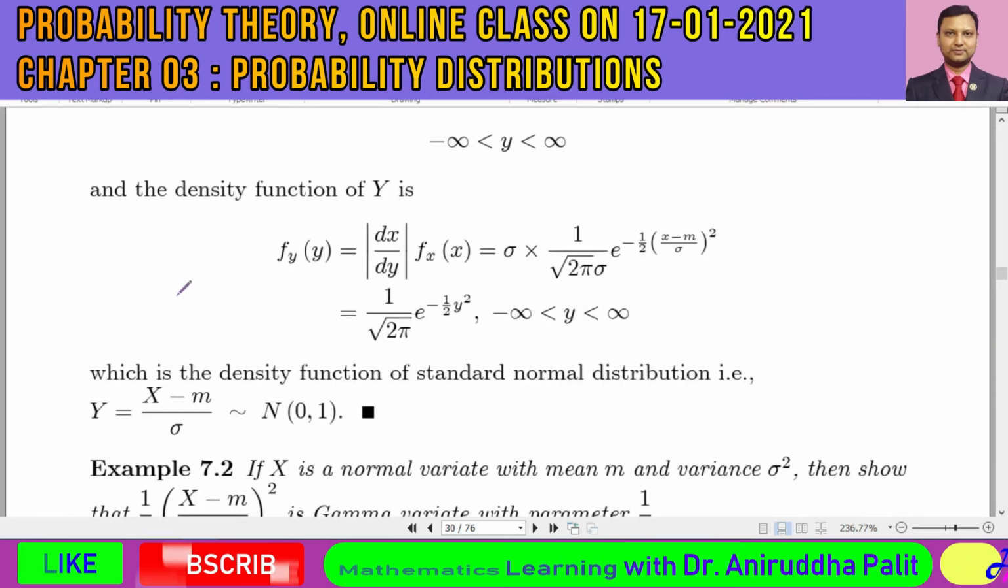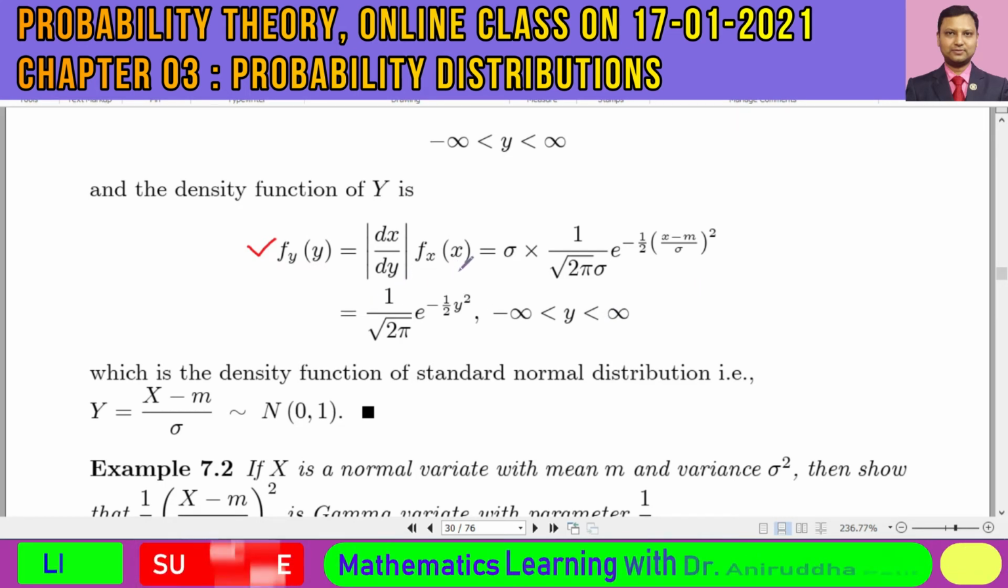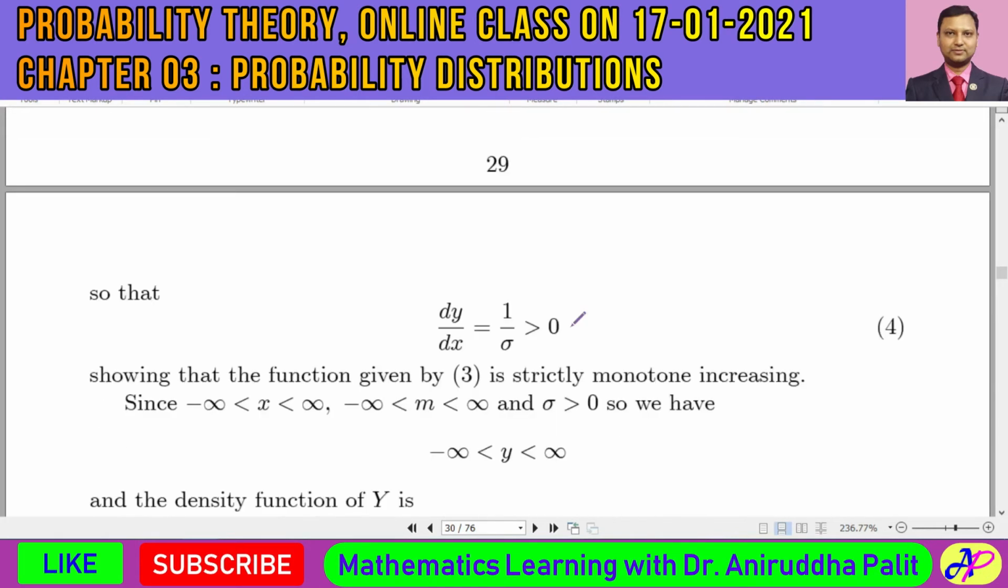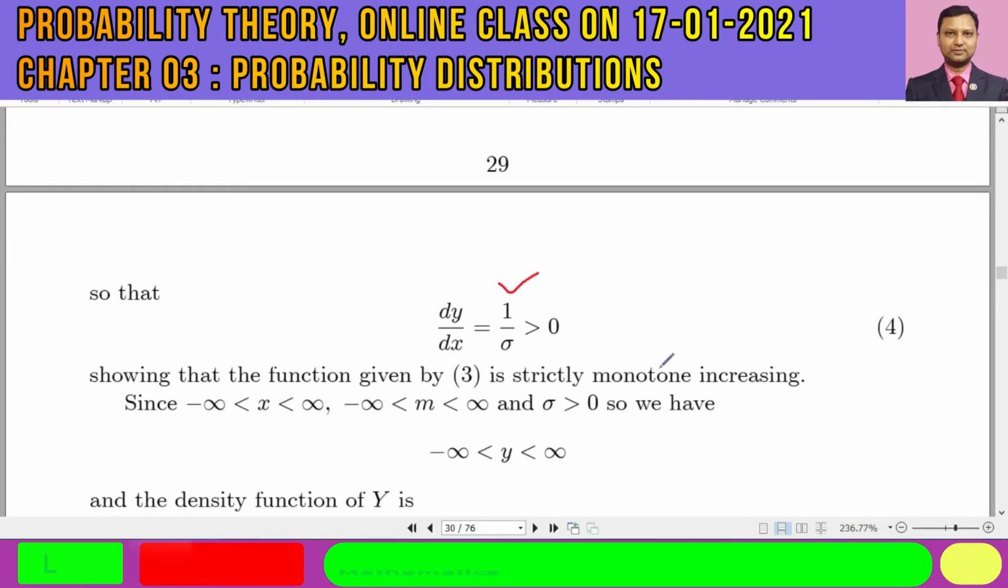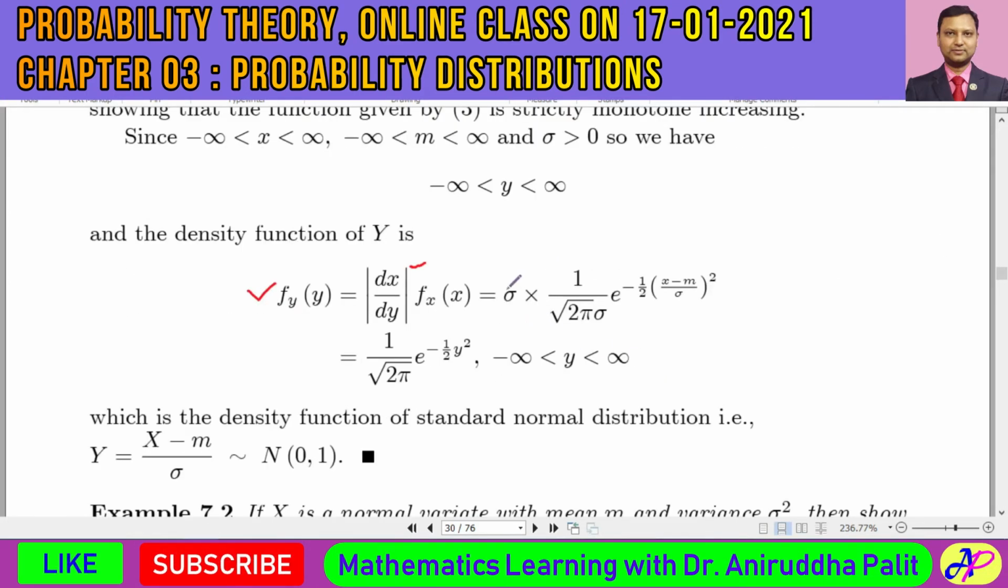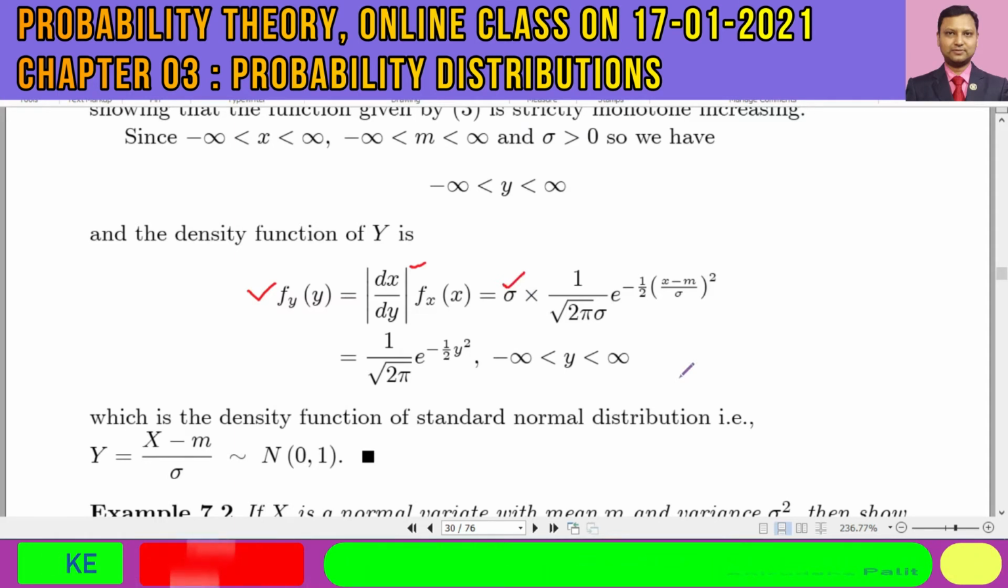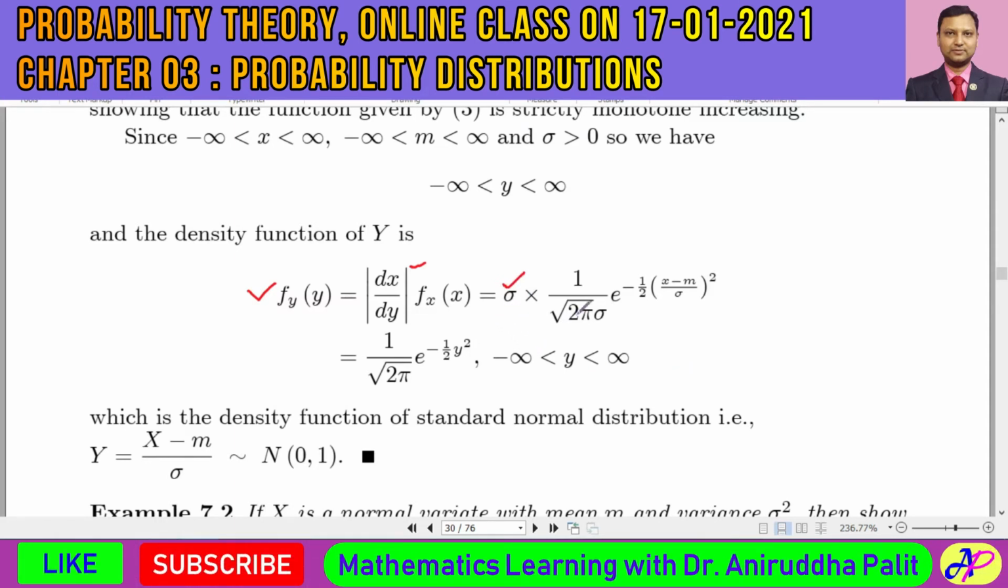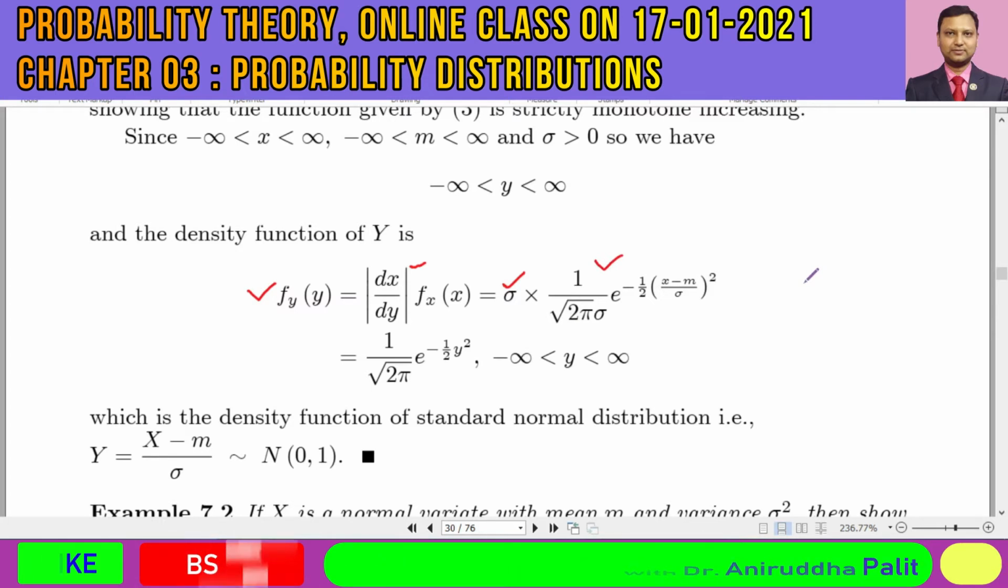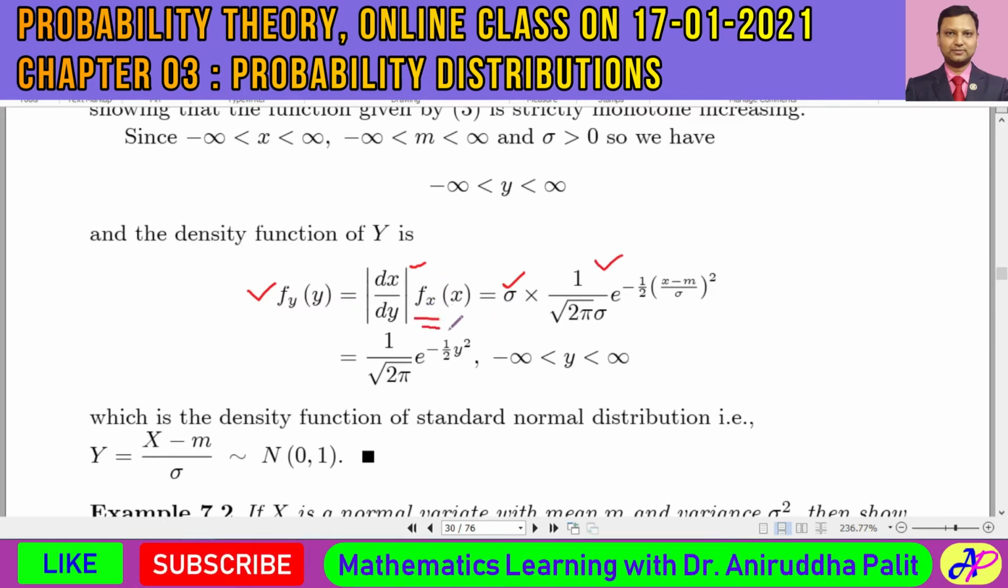Now, this is the density function of y, f_Y(y). Over here, the density function has this kind of transformation formula: f_X multiplied by the modulus of dx/dy. So what is dy/dx? dy/dx is equal to 1 by sigma. So dx/dy is simply sigma over here, and this is the expression of the density function f_X(x).